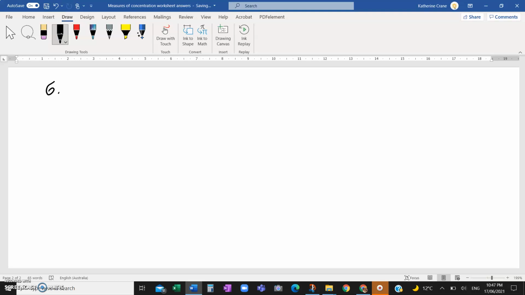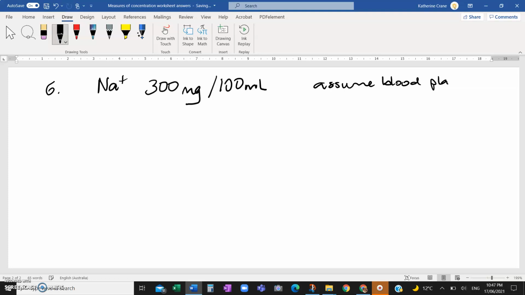It says about sodium in blood plasma. So Na plus, sodium ions in blood plasma, 300 milligrams per 100 mils. So this one's a little bit trickier because now you've got to put this as ppm. And we're assuming blood plasma has a density of 1, which is not true. But we're going to pretend it does. 1 gram per litre. Water does. Blood plasma has lots of stuff dissolved in it. It does not. But just for the sake of how this would work out.